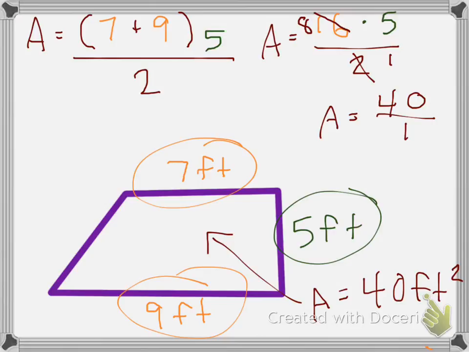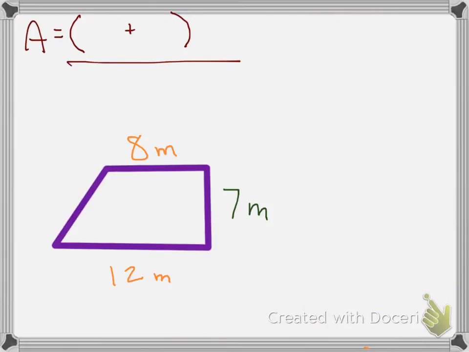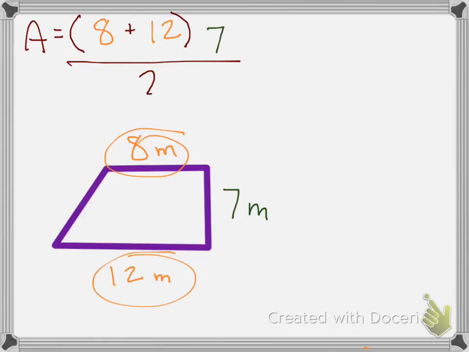All right, let me show you one more example before you try some on your own, actually with a partner. So to find the area, we're first going to add together the two bases, 8 plus 12. Then we're going to multiply by the height, which is 7. Lastly, we're going to divide the whole thing by 2. So I'm going to use order of operations. I'm going to add what's in the parentheses first. 8 plus 12 is 20, times 7, divided by 2.